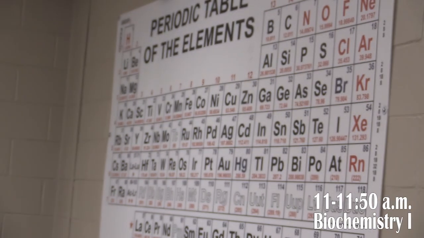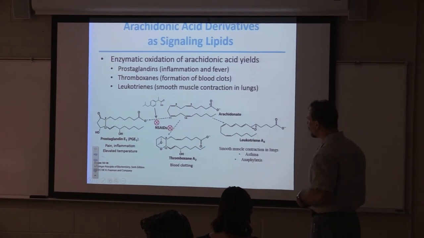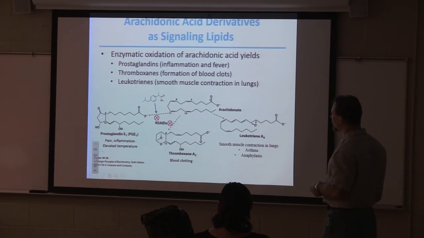Prostaglandins are involved in pain and inflammation. It's basically a local cell signal to indicate that something's gone wrong, but chronic inflammation can be a problem as well, leading to non-specific pain.